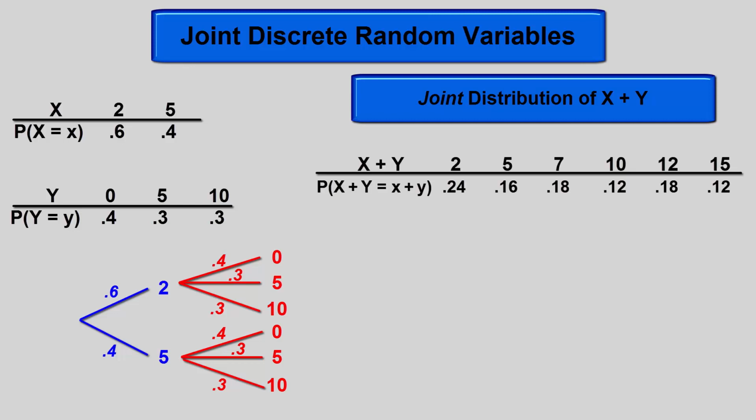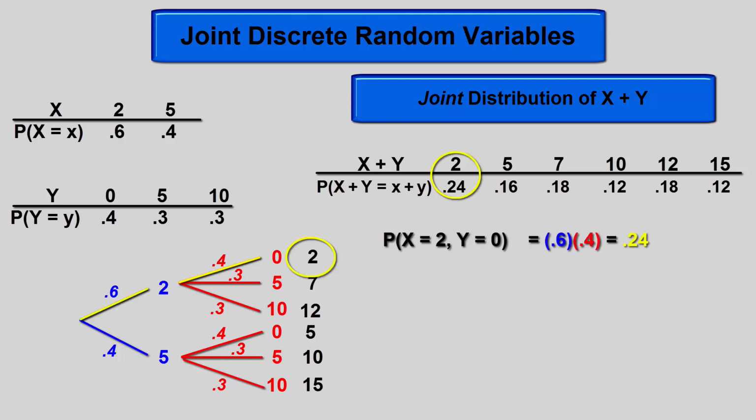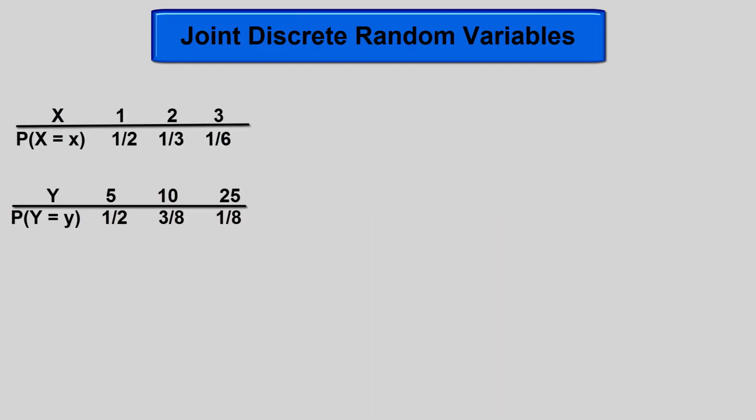Since independence is given, the probabilities can simply be multiplied. To find the probability that x equals 2 and y equals 0, we can just multiply 0.6 times 0.4 and get 0.24. Examples of types of problems include these.